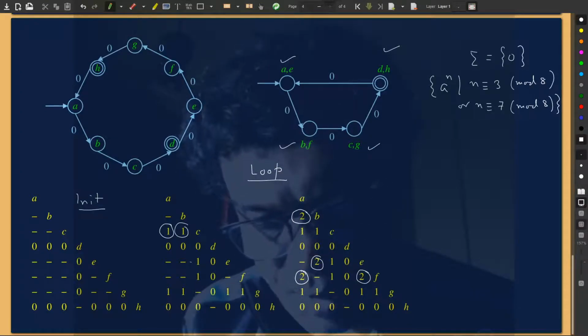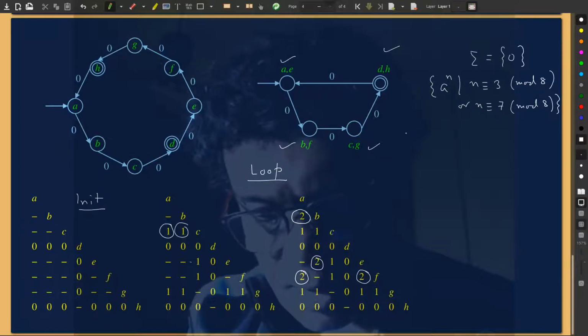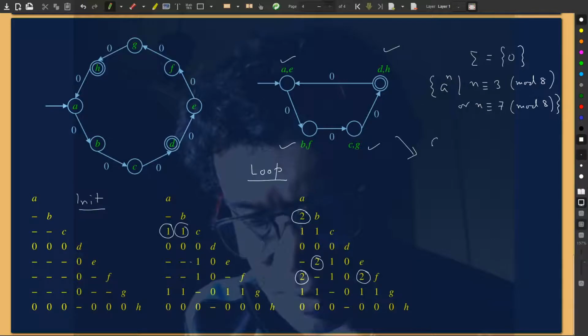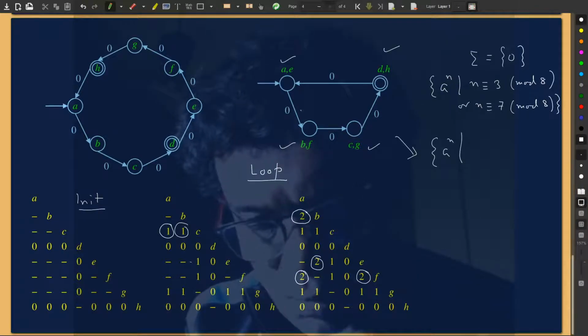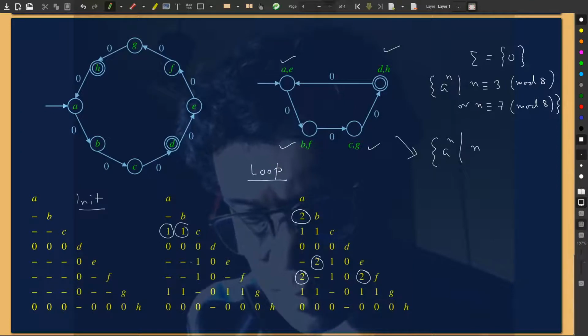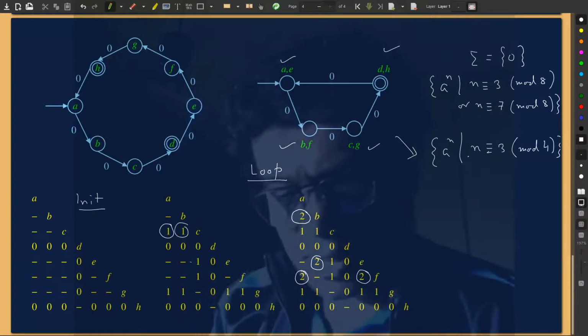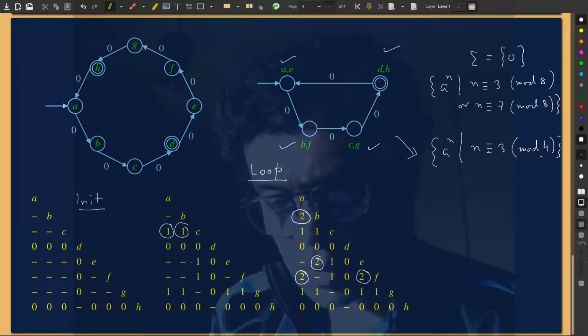And now if you write this delta prime, it will look like this. This says that this is going to accept all a power n such that n is congruent to 0, 1, 2, 3 modulo 4. But that's quite obvious, right? An integer is congruent to 3 modulo 4 if and only if it is congruent to either 3 or 7 modulo 8.